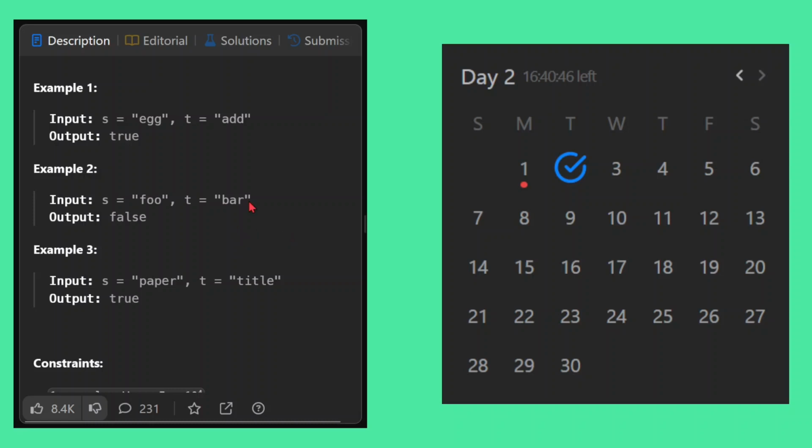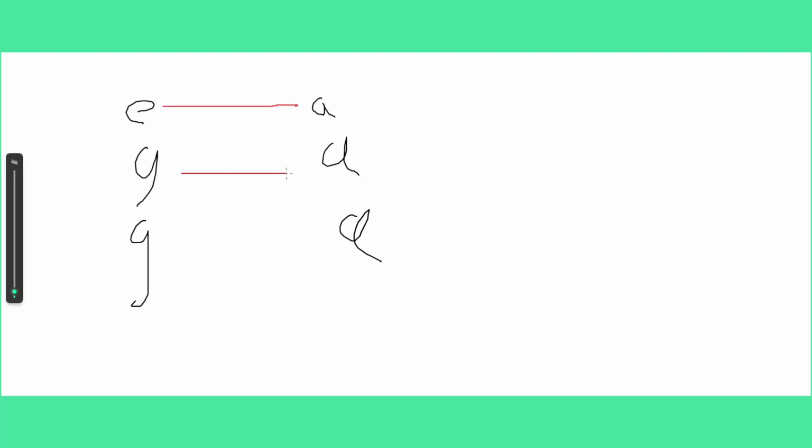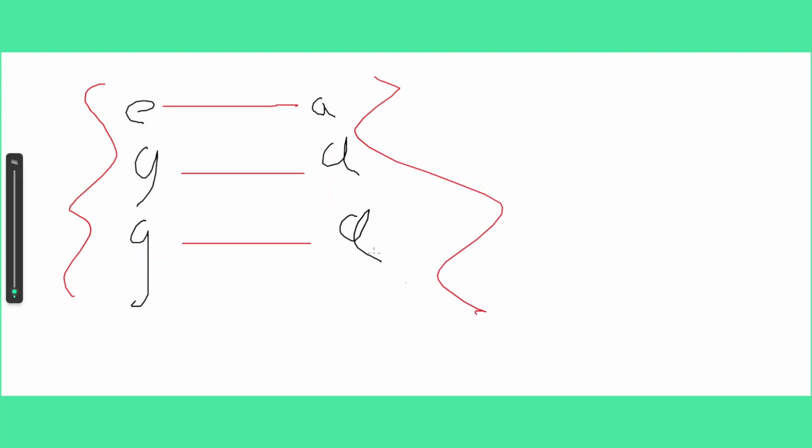Now it's quite easy. Basically, we first need to understand how we can map every alphabet to the other alphabet. So let's quickly go to the whiteboard actually. Okay. So for example, E, G, G and A, D, D. We have to just map them E to A, G to D and G to D, and we'll create a set of these mappings. If we create a set, this last G to D mapping would not exist in that set because sets have unique values. So we'll have E to A and G to D.